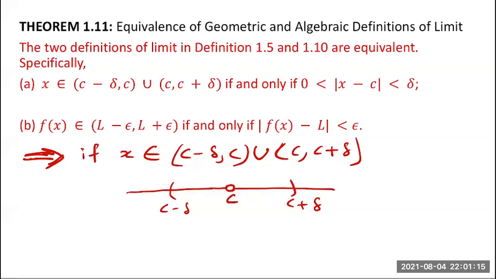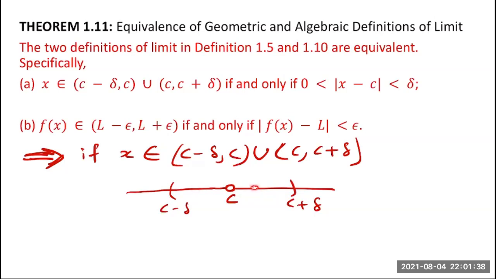Now, if your x is in this punctured neighborhood, then x has to be somewhere here, right? By the way, notice that x is in this punctured interval means x cannot be the point c, because point c is not in that punctured interval, right? So x is somewhere here or somewhere to the left.